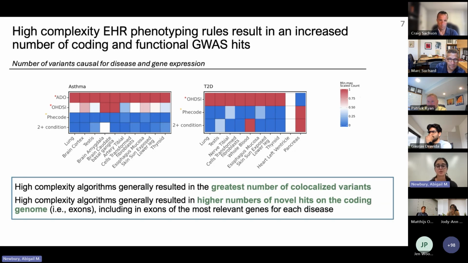And so we can see we have two graphs here for asthma and type 2 diabetes. And we're asking how many variants are causal for both disease and for gene expression across a wide variety of tissues. And we find that high complexity algorithms generally result in the greatest number of colocalized variants. So these are the variants that are causal for both disease and gene expression. And separately, we also find that high complexity algorithms result in a higher number of novel hits on the coding genome. So these are hits in exons. And this also includes exons in the most relevant genes for each disease.